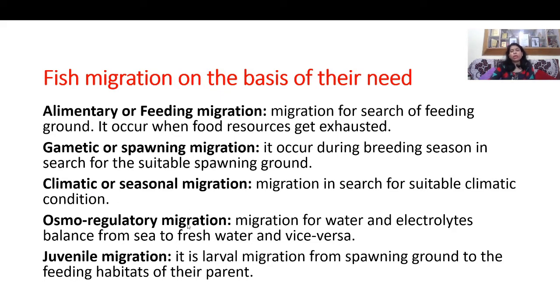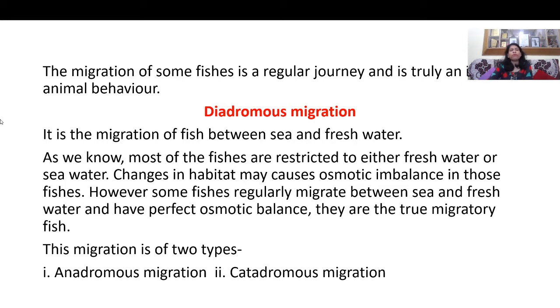Osmoregulatory migration is a migration for water and electrolyte balance from sea to freshwater and freshwater to seawater. Juvenile migration is the migration of young ones, or you can say larval migration, from spawning grounds to the feeding habitats of the parents. Fish migration is based on their need. The migration of some fishes is a regular journey and is truly an innate animal behavior.